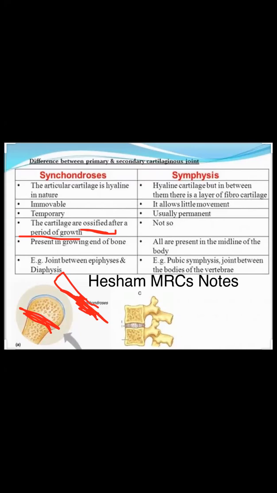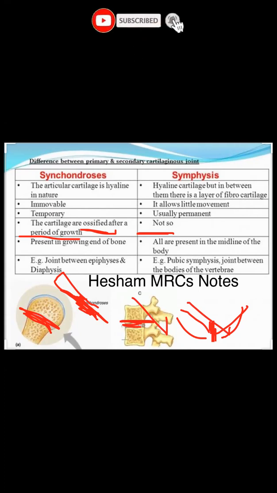Then the symphysis, this is also important, which is found like the symphysis pubis and like the joint between the bodies of the vertebrae, where there is hyaline cartilage also, but in between them there is a layer of fibrocartilage. Okay, and not ossified after a period of time, and it's called the symphysis or secondary cartilaginous joint, like symphysis pubis or the joints between bodies of the vertebrae. Also, this is an important question asked.